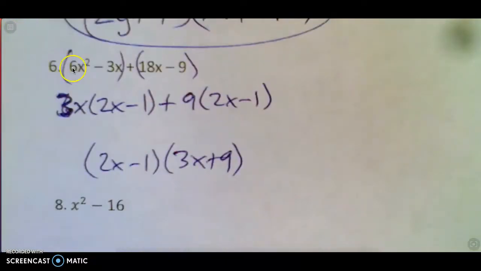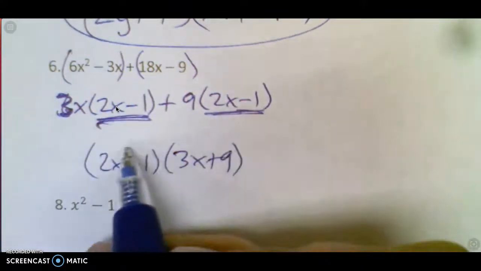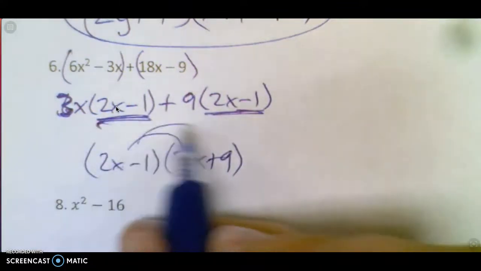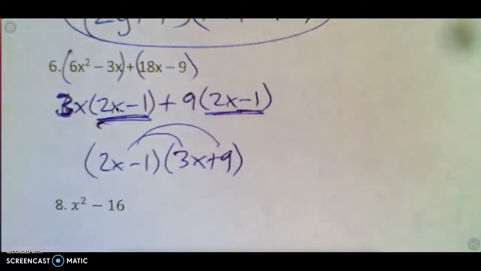All right, here's the answer to the next one. You can take out a 3x from this first chunk, a 9 from the second chunk, and if you steal this one from here and here, kind of by undistributing, then what's left over is the 3x and 9. All right, let me get to the next chunk.